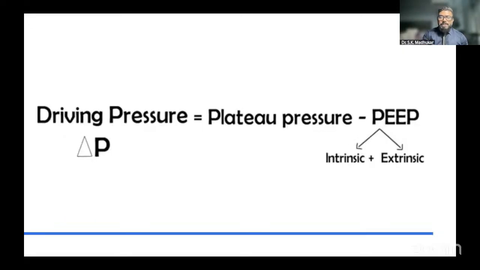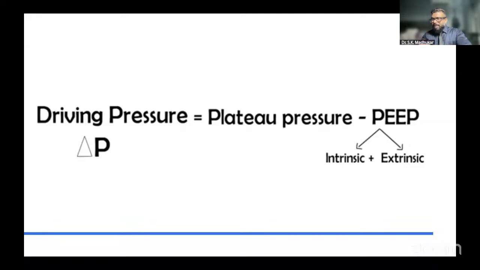What is driving pressure? Driving pressure is plateau pressure minus PEEP. So to know the driving pressure, we have to know two values, plateau pressure and PEEP. In the last NIV class, I discussed the PEEP. Now I discussed the plateau pressure. So we know the plateau pressure, we know the PEEP, and therefore we know what the driving pressure is.